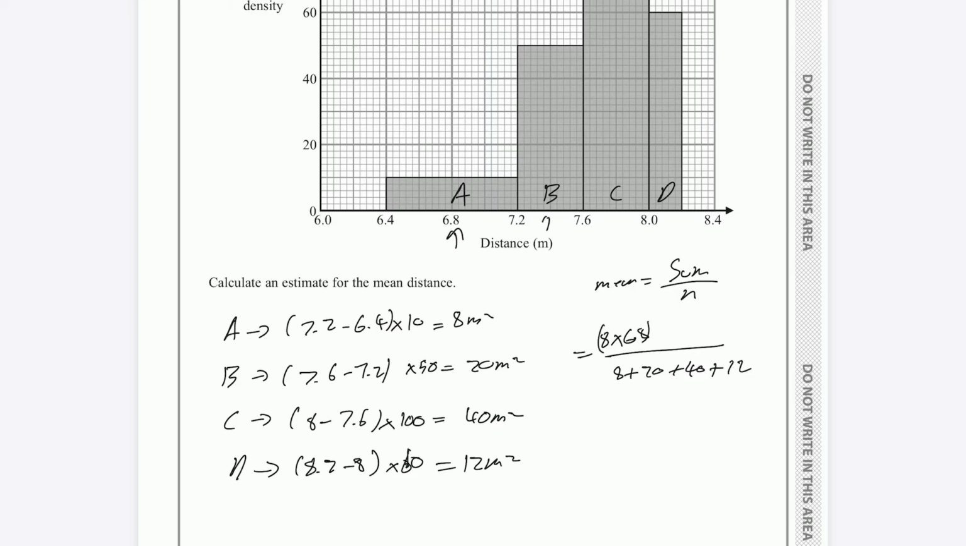And then for the next one, it's the same. It's going to be 20 times the midpoint, which is 7.4. And then the next one, it's going to be the midpoint, which is 7.8 times 40. And then finally, for the last one, I'm going off the page a little bit here, but it's going to be, again, the same thing. It's going to be 8.1 times 12. And then that would give us, type that into your calculator, you get 7.645 as the mean distance.